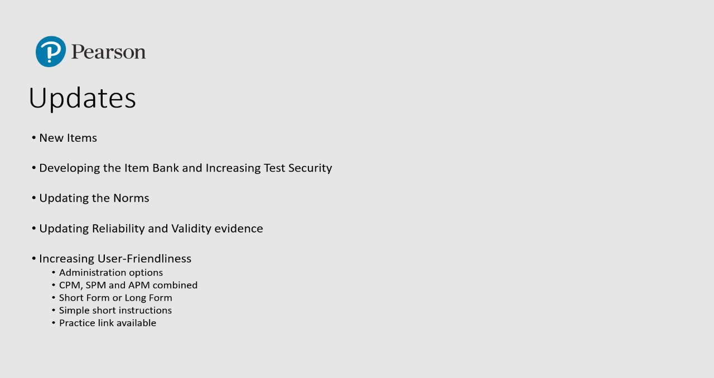Then another update is that we developed an item bank and increased test security. So there's an item bank with a total of 329 items that was created encompassing a wide range of item difficulties for all ability levels previously assessed by the CPM, SPM and APM.